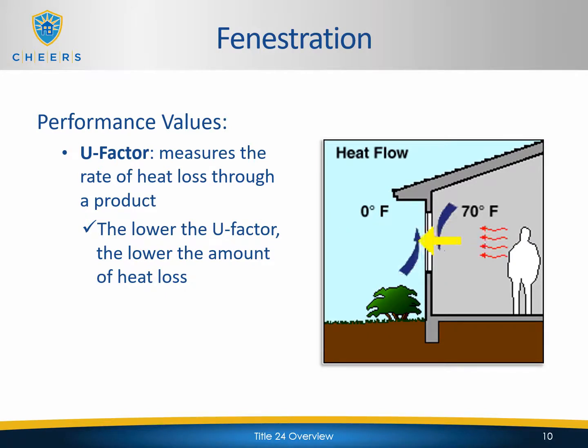So the U-factor measures the rate of heat loss through a product. The lower the U-factor, the lower the amount of heat loss. So basically, it's the insulating property of that particular window. When you have a window in a wall, you basically have a very big hole in your insulation or your thermal boundary that we talked about earlier, right? So the U-factor measures how well that particular glass pane can stop heat from being lost. Heat loss, exactly. So the lower, the more efficient.